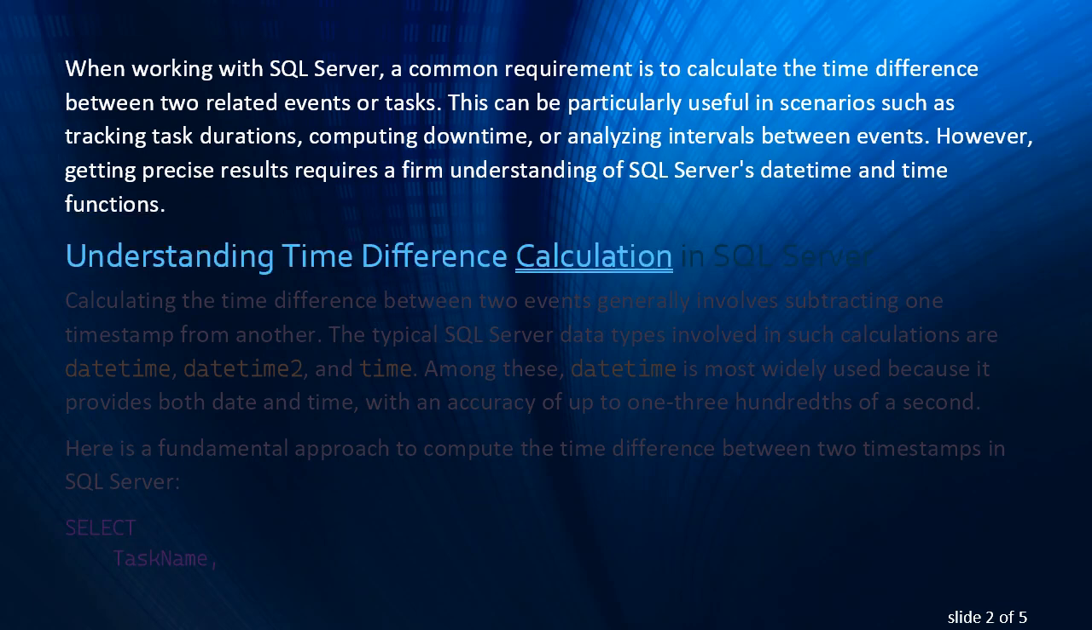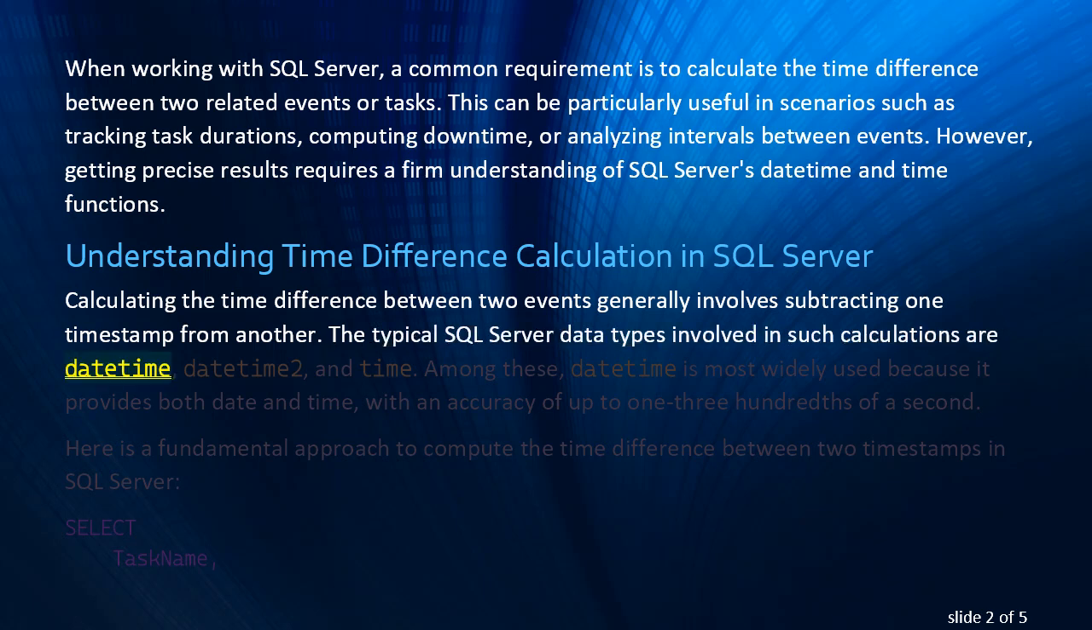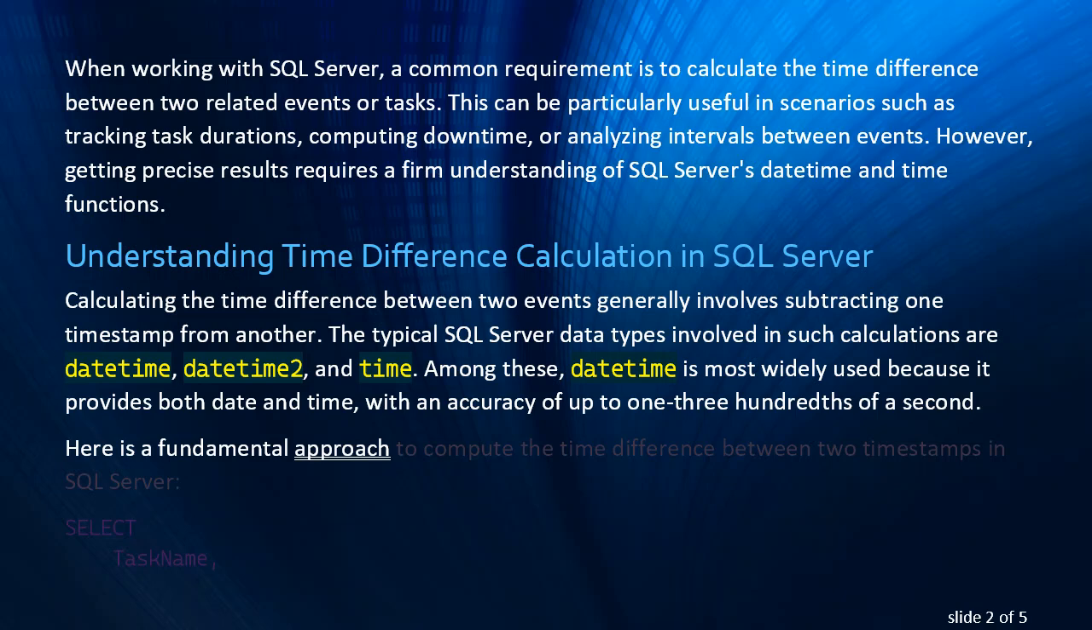Understanding time difference calculation in SQL Server. Calculating the time difference between two events generally involves subtracting one timestamp from another. The typical SQL Server data types involved in such calculations are datetime, datetime2, and time. Among these, datetime is most widely used because it provides both date and time, with an accuracy of up to 1/300th of a second. Here is a fundamental approach to compute the time difference between two timestamps in SQL Server.